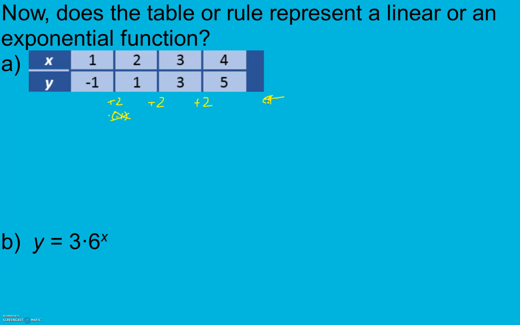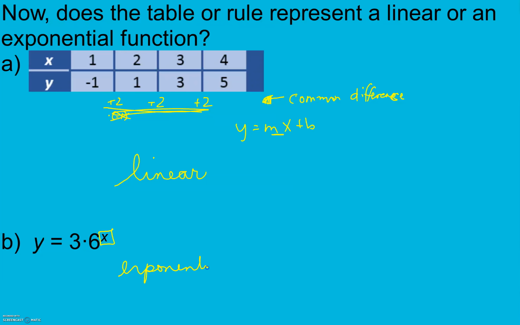So here, because I'm adding each time, I have a common difference, and I show repeated addition with multiplication. So I'd have like m times x plus b. This is linear. In B, my variable is in the exponent. So when my variable's in the exponent, I have an exponential function.